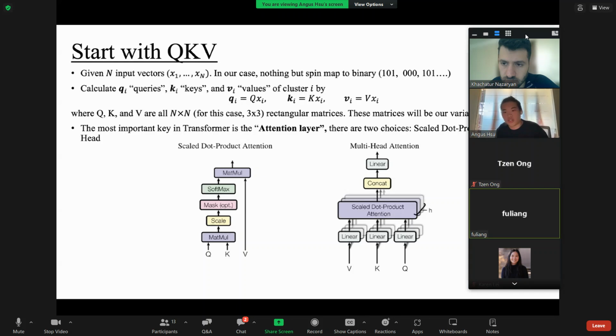This is for single head. Multi-head means you have multiple of this kind of scaled-up attention. Each head is only going to have Qs, Ks, and Vs.